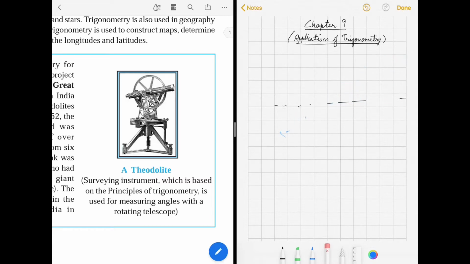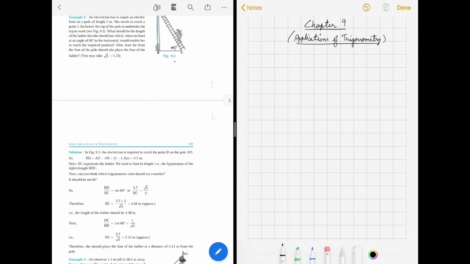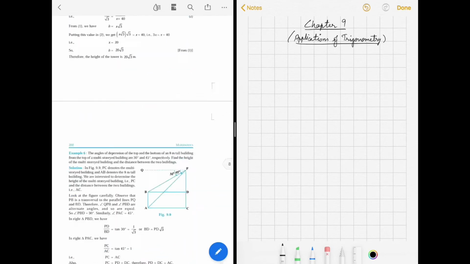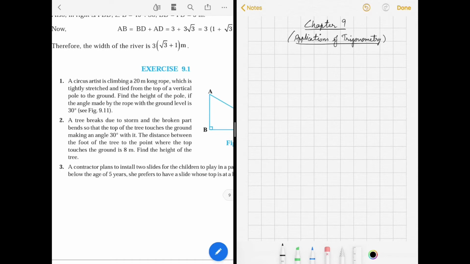So I'm starting with the 9.1 exercise of NCERT. Let's start. The first question itself says: a circus artist is climbing a 20-meter long rope which is tightly stretched and tied from the top of a vertical pole to the ground. Find the height of the pole if the angle made by the rope with the ground level is 30 degrees.